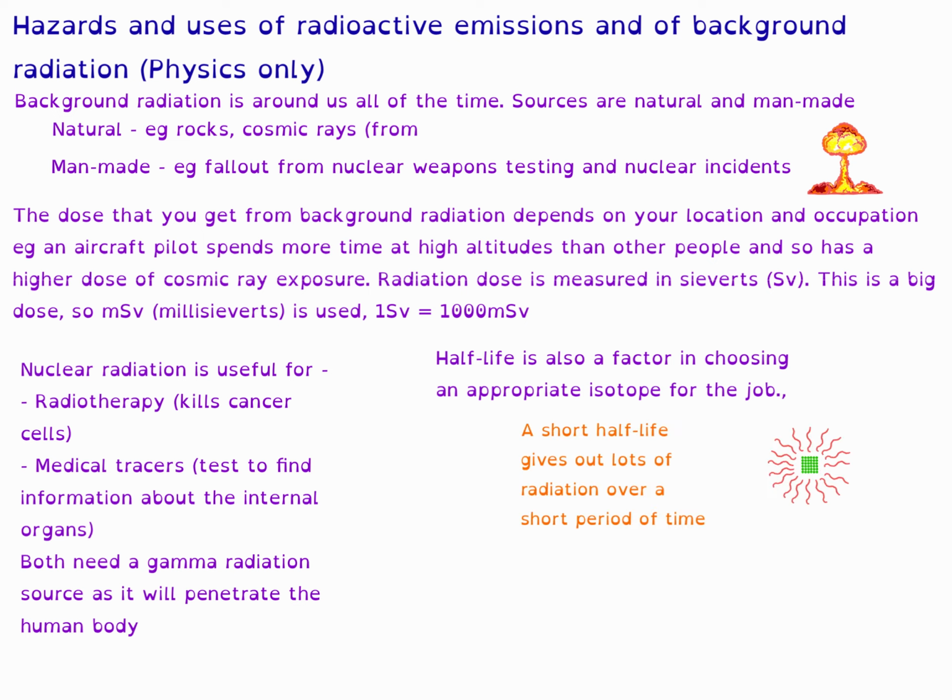A short half-life gives out lots of radiation over a short period of time. So this might be more suitable for medical tracers where the radiation is needed to be detected outside of the body. A long half-life will be radioactive over a long period of time, so this might be more useful for things like smoke alarms where we don't want to be having to change them all of the time.